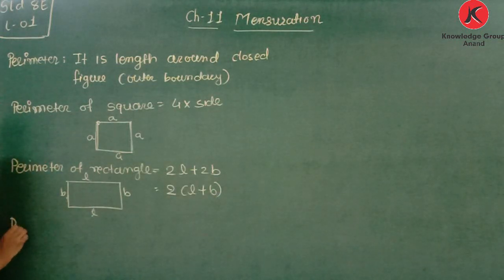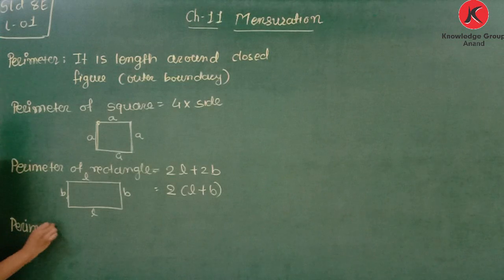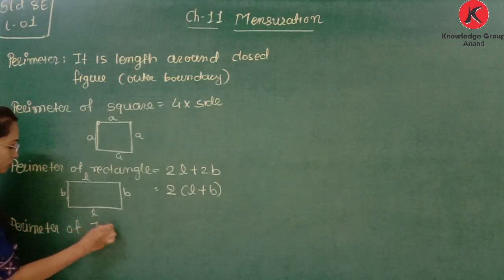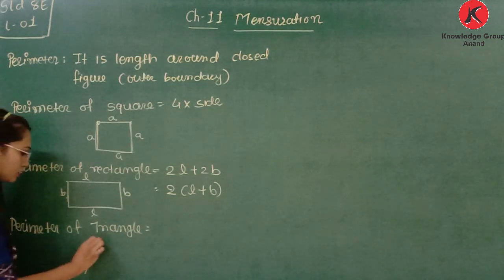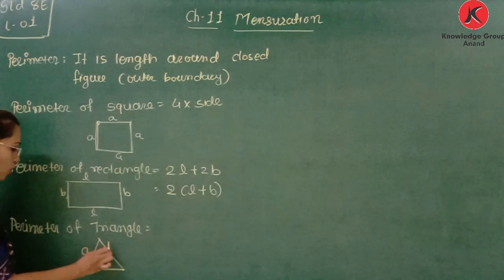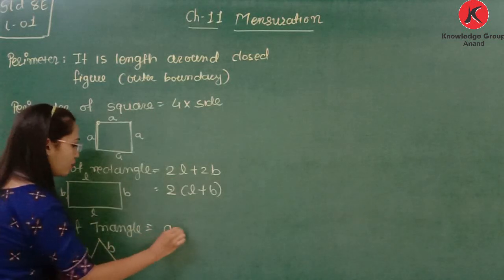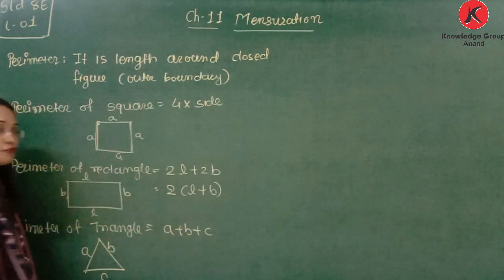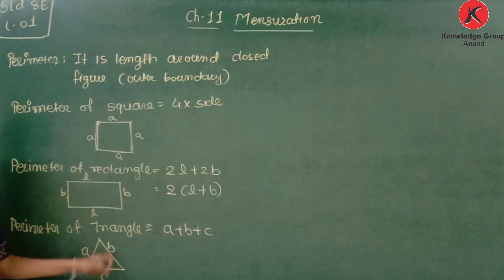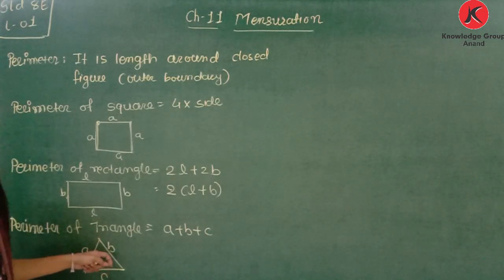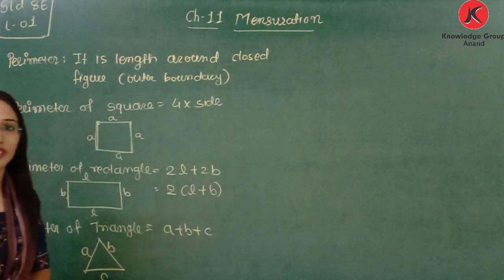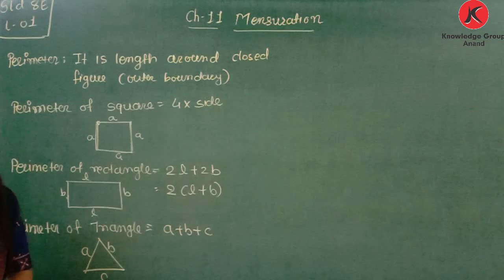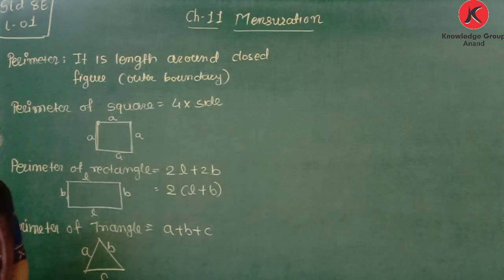If we consider a triangle, then in a triangle we need to add all 3 sides. It is A plus B plus C. If it is an equilateral triangle, then add it 3 times, meaning 3 multiplied by A. If it is a regular pentagon, then it has 5 sides, so we multiply 5 times its side. Okay, so that we learned in 6th standard.